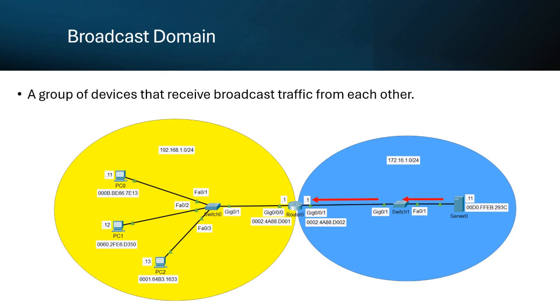I have another broadcast domain circled in blue. In this example, a broadcast generated by server 0 will be received by switch 1, but it will not be forwarded to router 0.